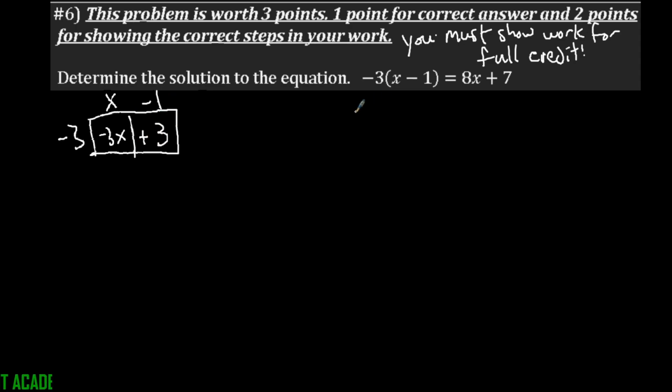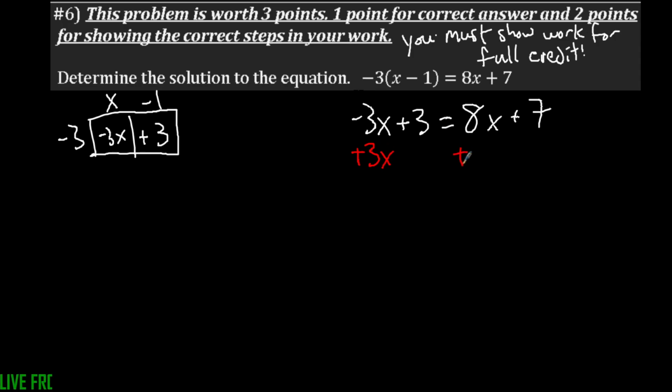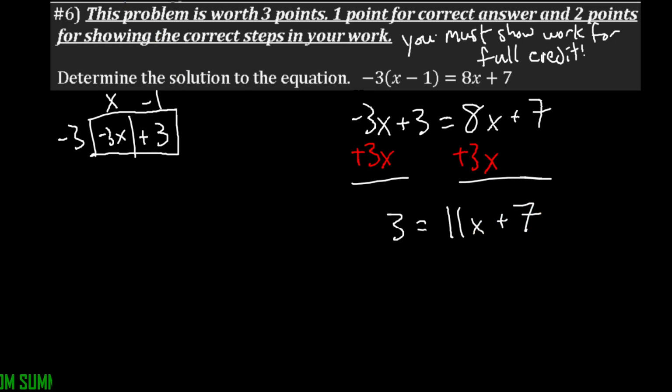So then I can write that underneath. I have -3x plus 3 equals 8x plus 7. I have variables on both sides, so I add the opposite to the lower coefficient. So I'm going to add 3x to both sides. And I can say I have on the left side 3, and on the right side 11x plus 7.